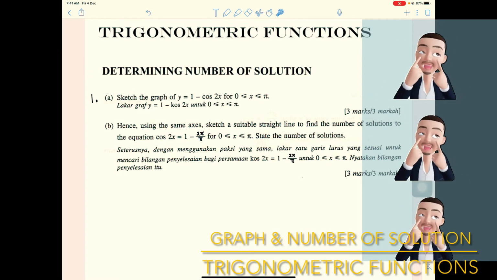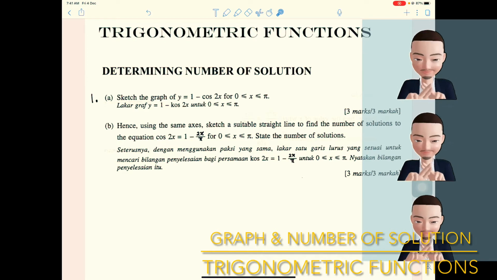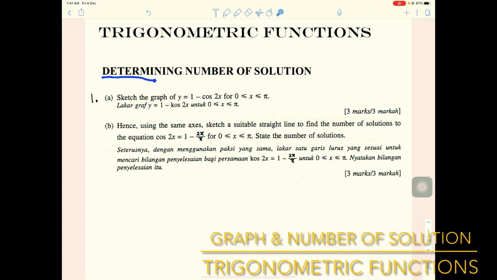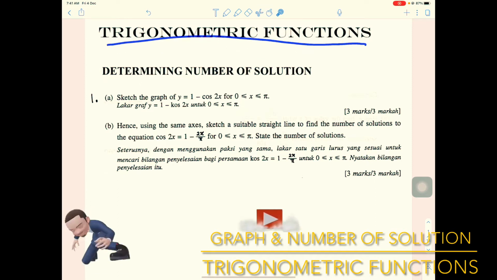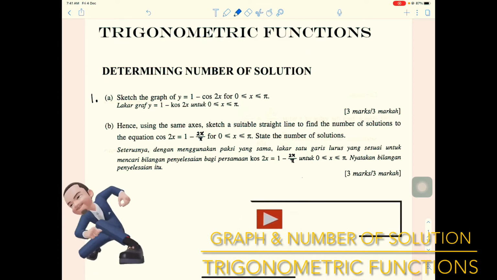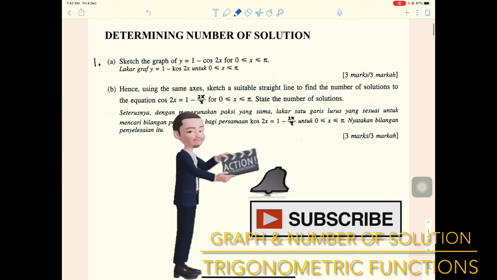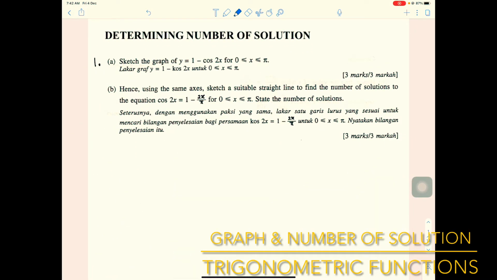Okay, now let's discuss the basic skill and example question of determining number of solutions under the subtopic of trigonometric functions. Let's look at example 1 straight away. This is actually an example of an SPM examination question.